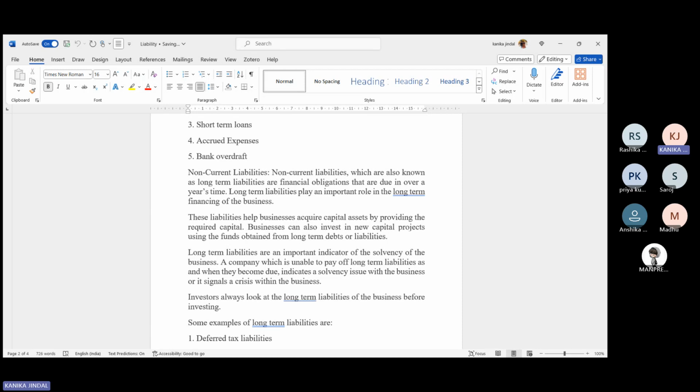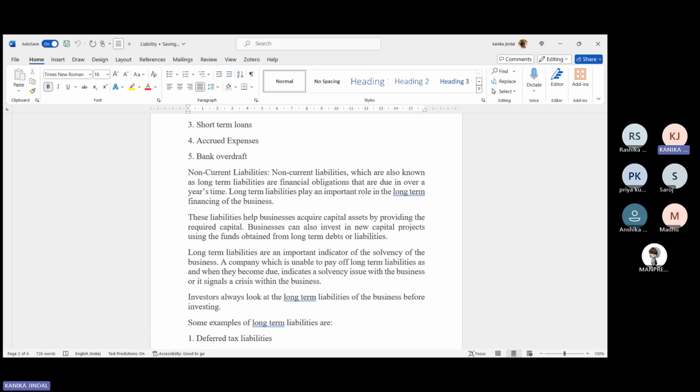So जो long-term liabilities हैं, या फिर हम बोलते हैं non-current liabilities, these are the financial obligations that are due after 1 year's time. They are very important in the long-term financing of the business, and they help businesses acquire capital assets by providing the required capital. They can also invest in new capital projects using the funds obtained from long-term debts or liabilities.